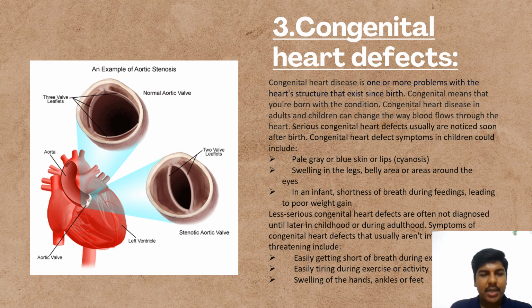As we can see in this picture, the congenital valves are present in the left ventricle and in the aorta. Basically, the normal aortic valve consists of three valve leaflets, but due to this disease called congenital heart defects, it appears to have only two valve leaflets, as we can see in this picture, and this leads to stenotic aortic valve and congenital heart defects in children and adults.